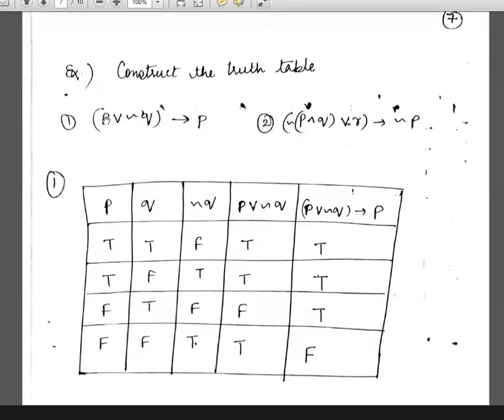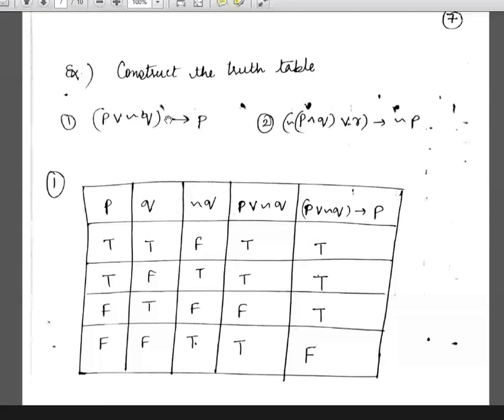So what is the first question? P or negation Q implies P. How many variables are there? Two variables, P and Q. So draw the columns for P and Q. P is true true false false, and Q is true false true false. Now go stepwise. What is the other symbol present with P and Q? Next is negation Q, so write negation Q.